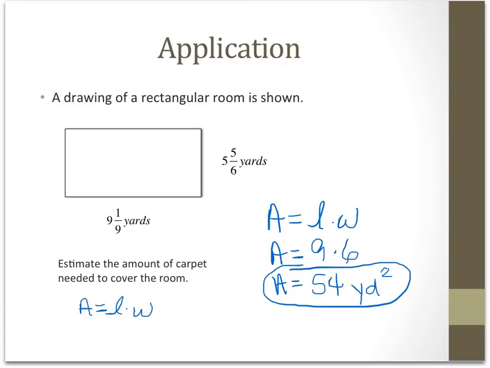So that concludes the lesson on estimating fractions. Remember, there's two ways you can estimate fractions. We can either use compatible numbers and multiply for a good estimate, or we can round the fractions and then multiply to come up with a good estimate.